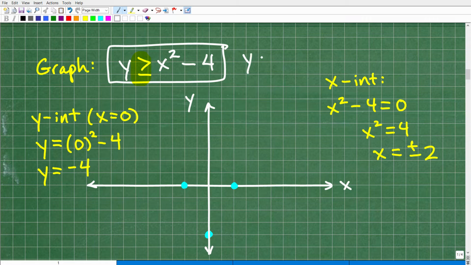Just think to yourself, how would I graph y equals x squared minus 4? Okay, so how would you graph this parabola here, y is equal to x squared minus 4? Again, hopefully you know how to graph parabolas. And there's a lot of different ways you can graph a parabola here.